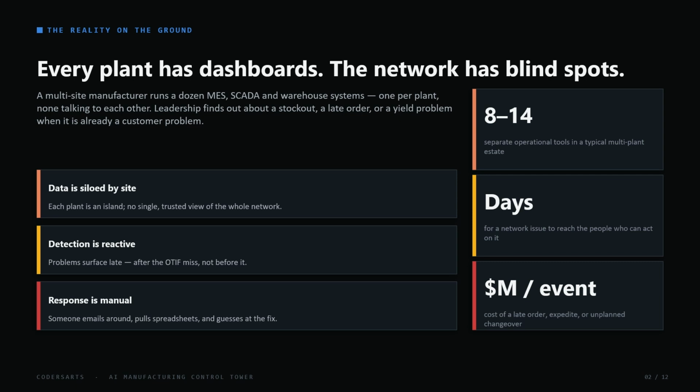And the response is manual. Somebody starts emailing around, pulling spreadsheets, guessing at the fix. By the time a network issue reaches the person who can actually act on it, days have gone by. A single late order, expedite or unplanned changeover can cost real money. The dashboards aren't the problem. The gap between them is.